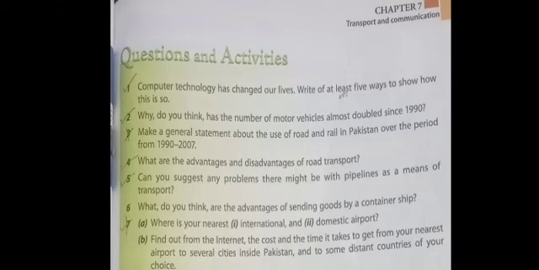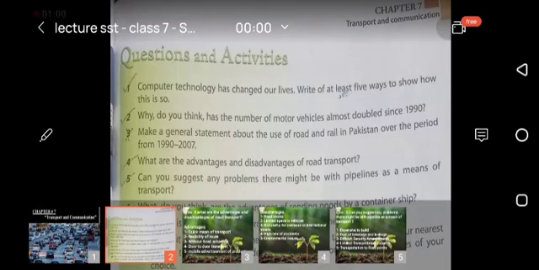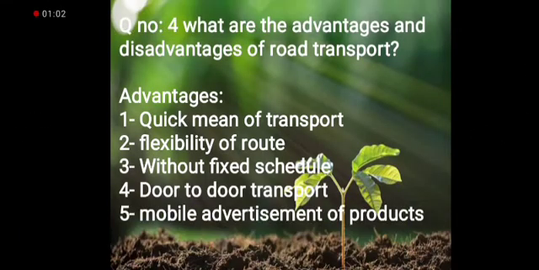Okay. So question number 4 is, what are the advantages and disadvantages of road transport? As you all know, we've learned about the different kinds of transport. By land transport is road transport, and we've learned something about railways, pipelines, air travel, and by sea travel. So this question is related to by land transport. That is on your page number 34. So let us start doing it. The question is about the advantages and disadvantages of road transport.